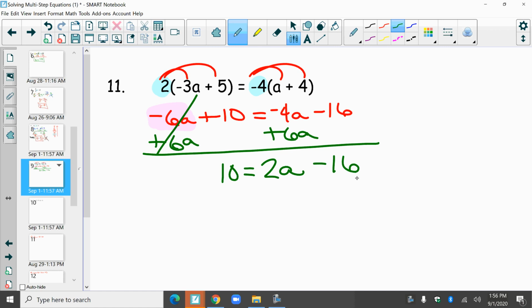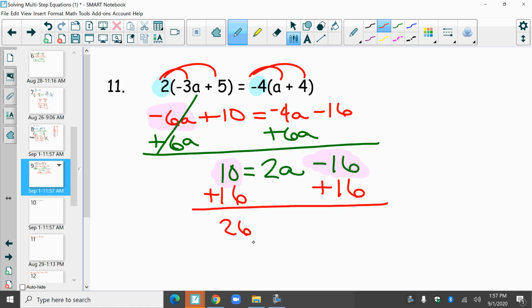Again, working from left to right, I now have to combine like terms. These two are like terms now. So I need to bring over the 16 to the left-hand side. It's a minus 16 that's attached to the 2a, so I'm going to add 16 to bring it over to the left side. So 10 plus 16 gives me 26 is equal to 2a, and that cancels out.